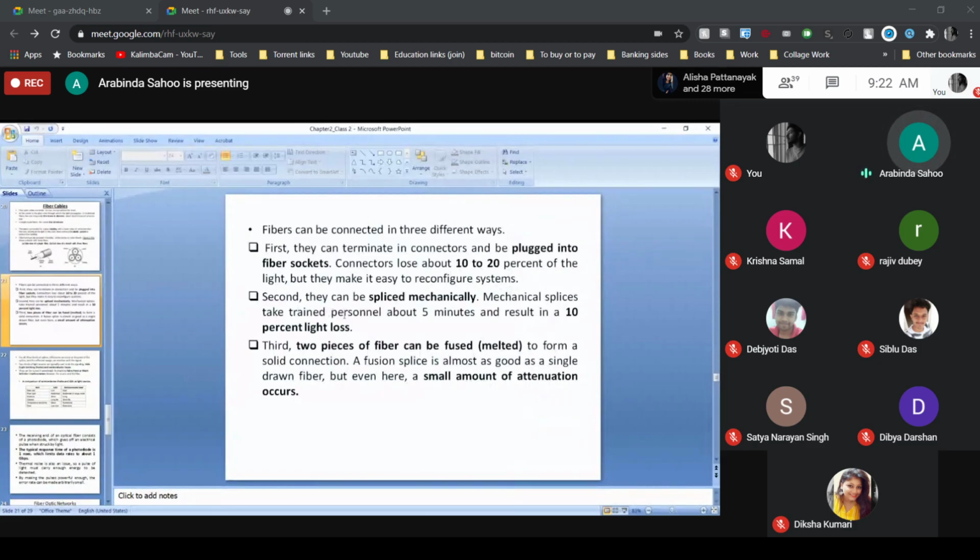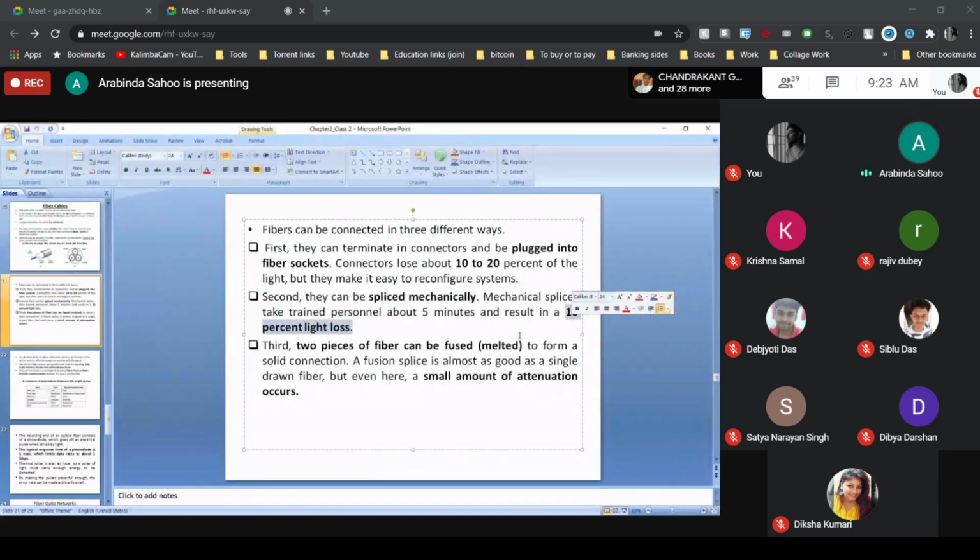And the second one is they can be spliced mechanically. Simply write down the second method to interconnect two fibers is spliced mechanically. Mechanical splices take trained personnel about 5 minutes. And if two fibers are connected by mechanical splicing, the loss is around 10% of the light.